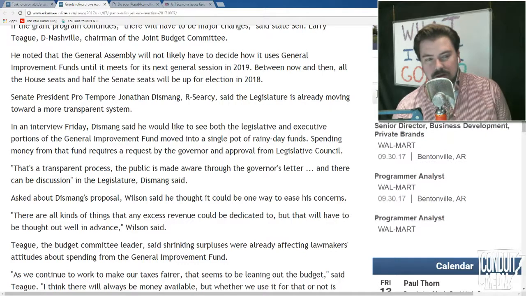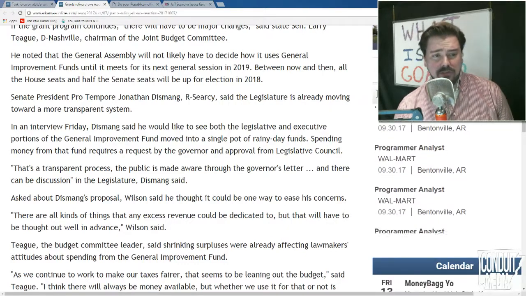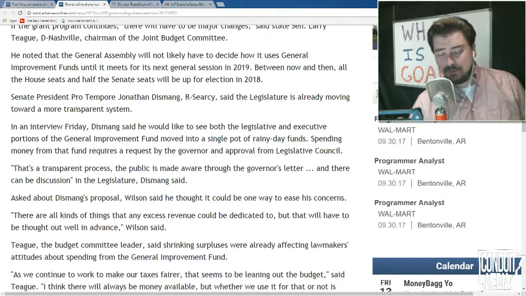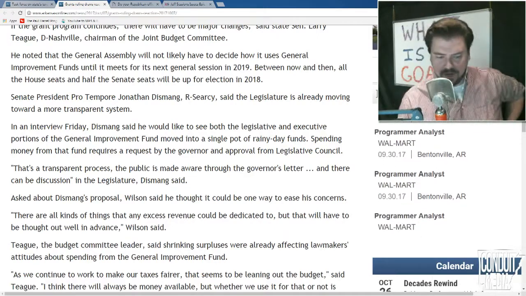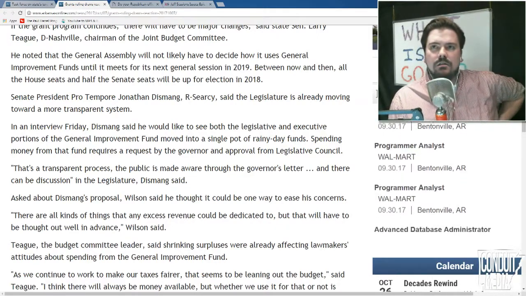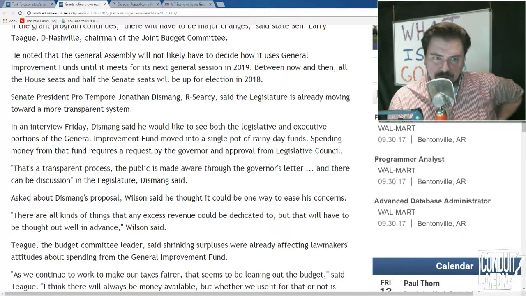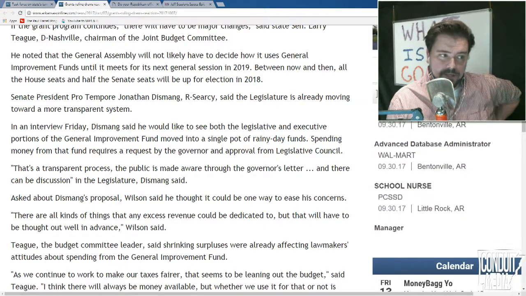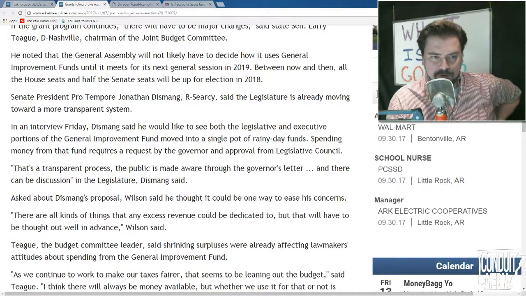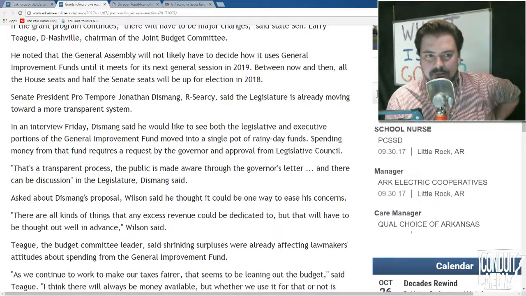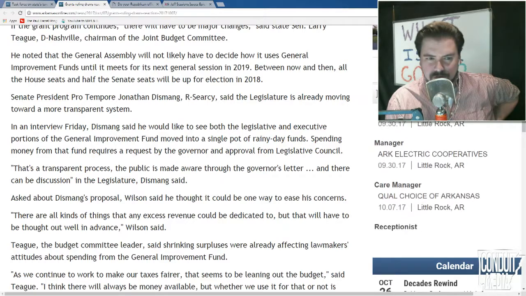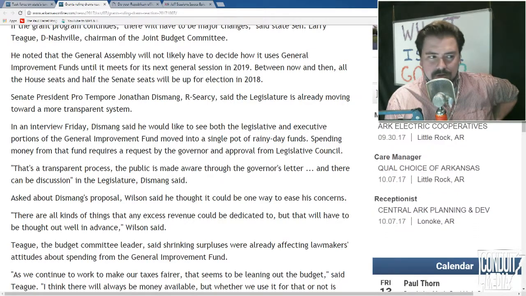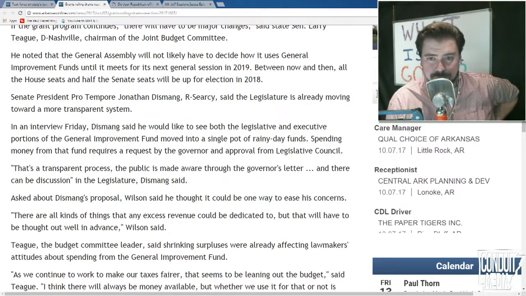So everybody's very quick now to give Asa credit because he already ended the program. But let me set the record straight. He tried to end the program in 2015 and made a big announcement and took all of the publicity. He's ending general improvement funds, and then he snuck it back in at the end of the 2015 session because everybody got really upset about it.